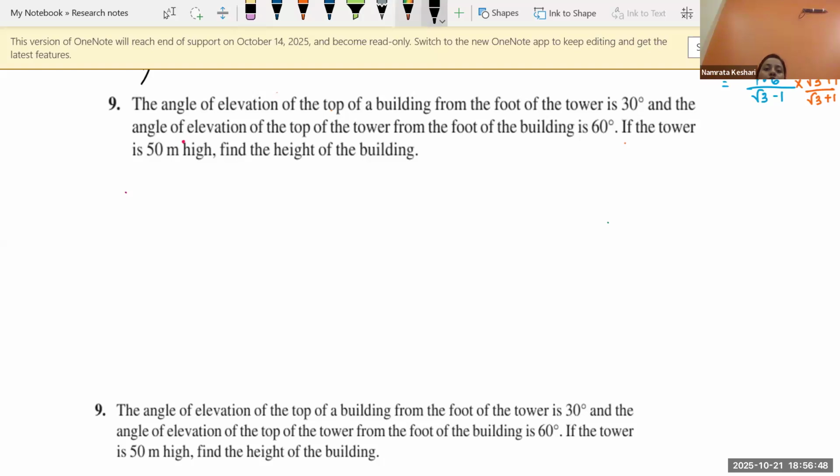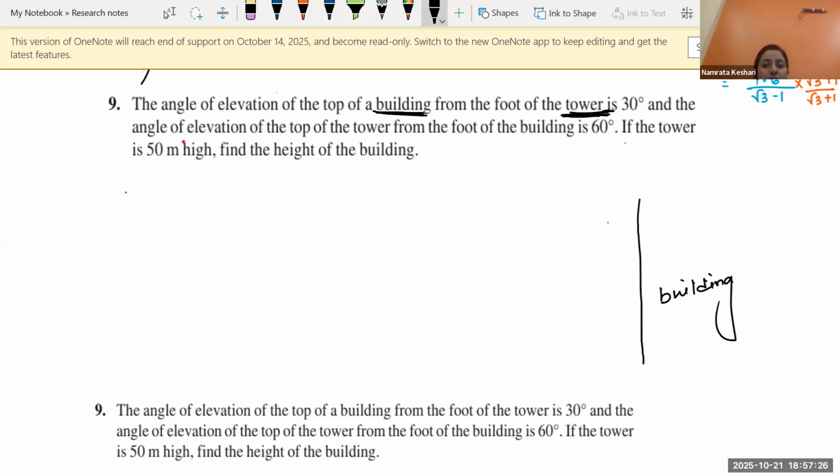The angle of elevation of the top of a building from the foot of a tower is 30 degree. So there must be a building. The building is there and a tower is also there. Now I need to read the question really carefully, otherwise where is the building, where is the tower? Is the tower on the building, or is the tower just separate from the building?